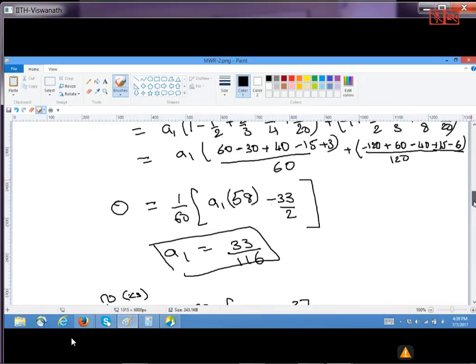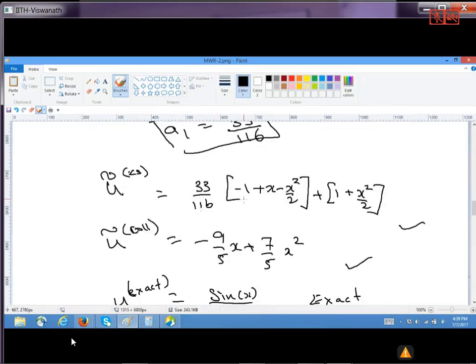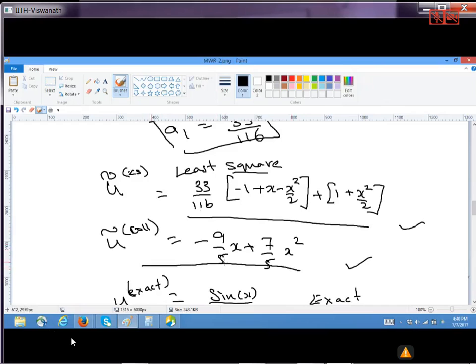33 by 1116. If I substitute back in my approximation given above, then using the least square method, my approximate solution for the same problem we have defined is given by this value. And if I recall the previous example, using the collocation method, this is the solution we obtained. However, the exact solution which we derived has shown us this.